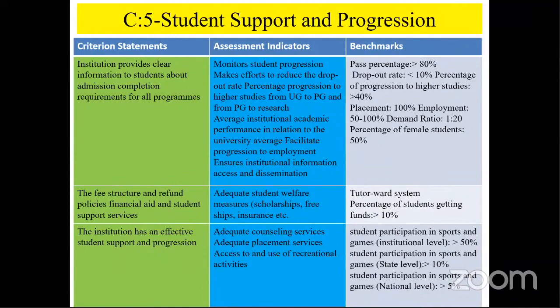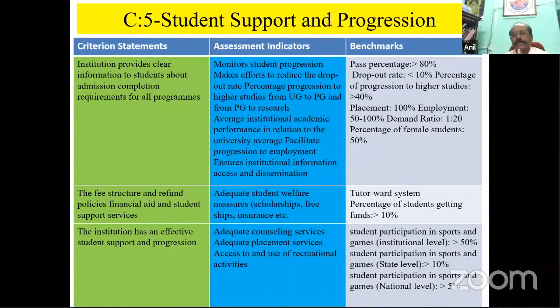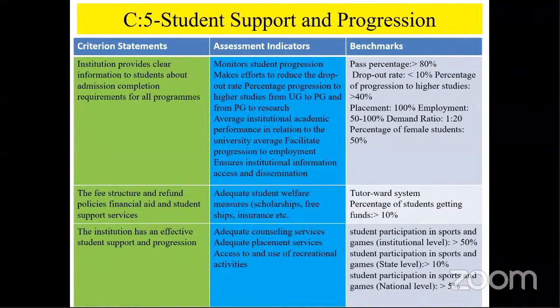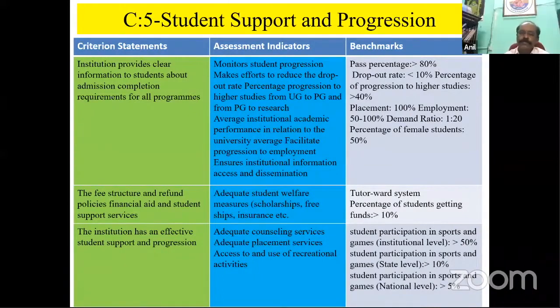Placements must be 100%. Here 100% means higher education, apart from graduation, outcomes, employment or entrepreneurship. You have to map both employment as well as entrepreneurship.